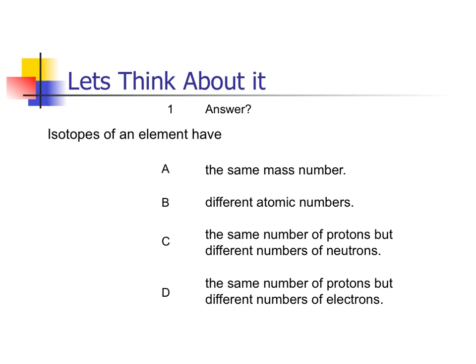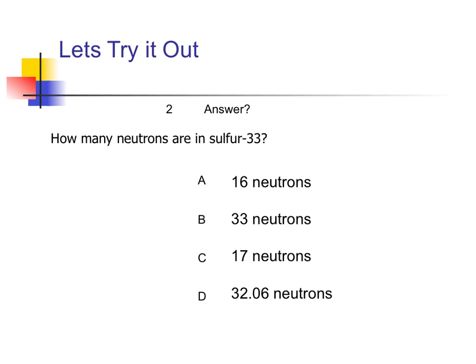Isotopes of an element have... how many neutrons are in sulfur 33? Be careful and calculate.